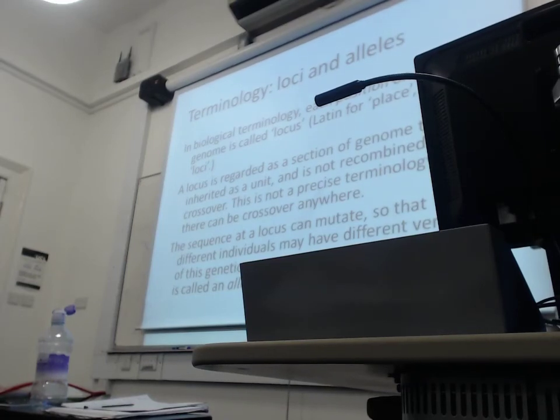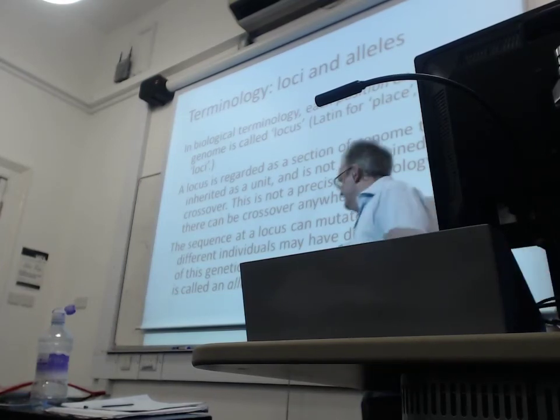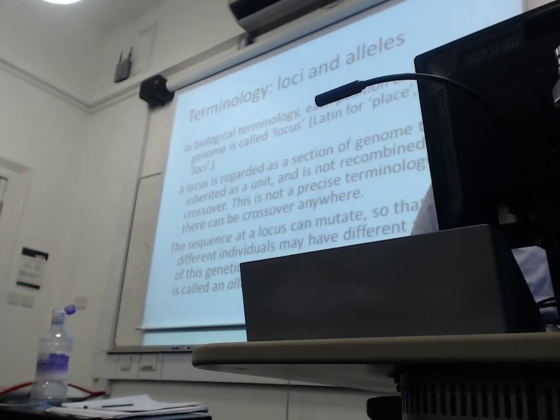So let's just suppose that the genome consists of these beads, little blocks which do not recombine. They're called loci. Now the sequence at a locus can mutate, so different individuals may have different versions of this genetic sequence. Each particular version is called an allele. Don't ask me why, because I should know and I don't. You can probably find derivations of what allele means on Wikipedia.